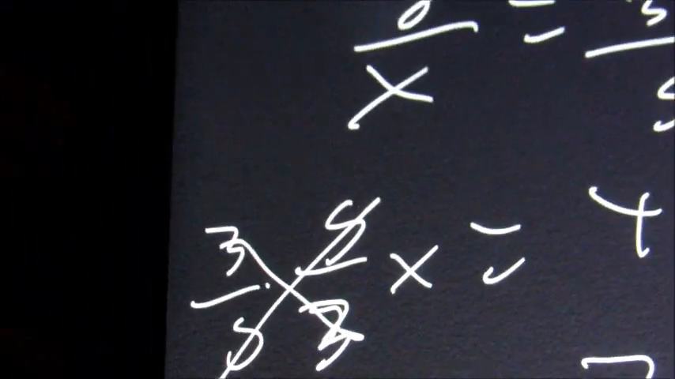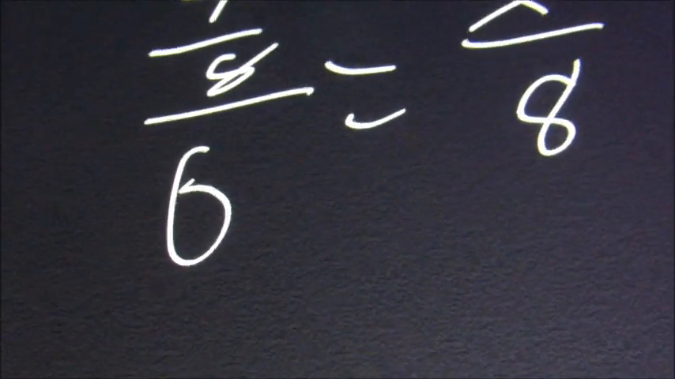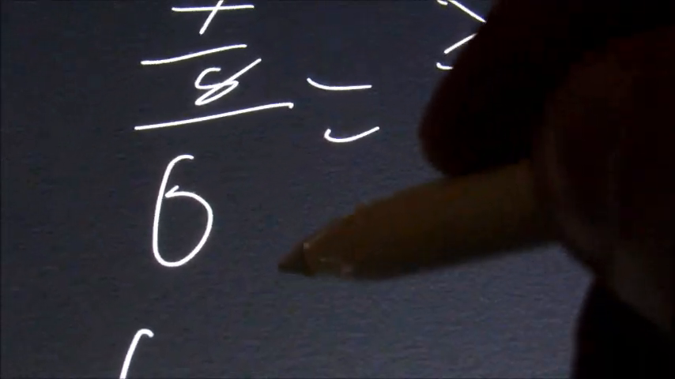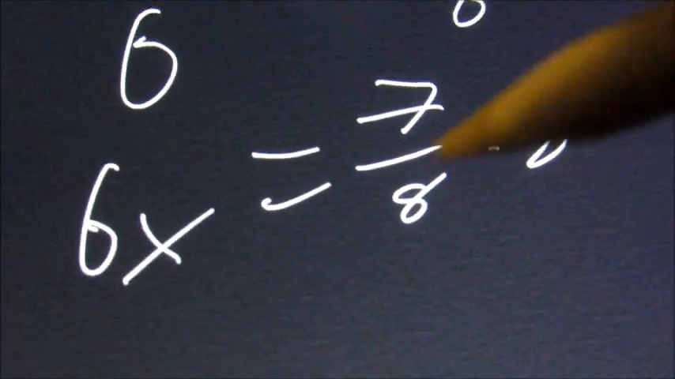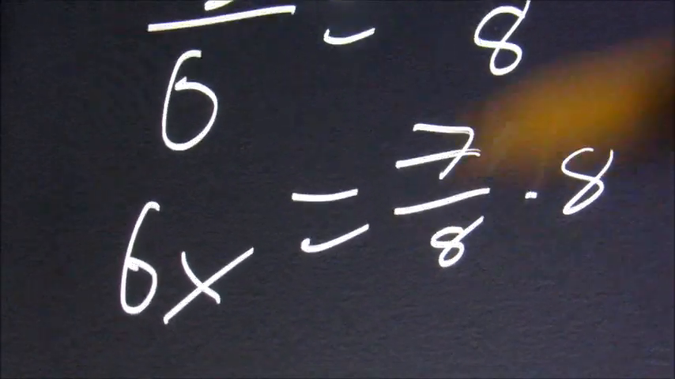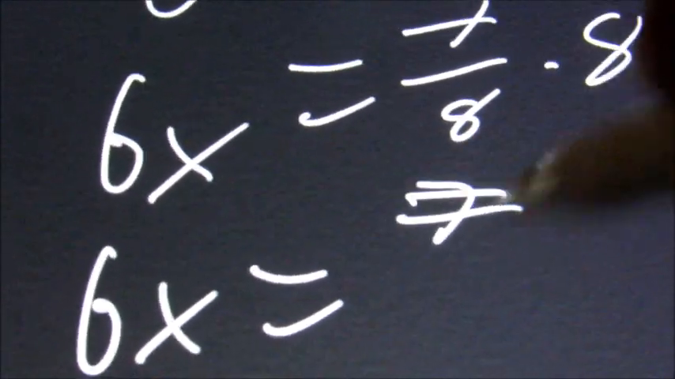Okay, so let's do another one that's kind of like this. Let's say we have 7 over 8 over 6 equals x over 8. Okay, so 6 times x is 6x equals 7 over 8 times 8. When we have 7 over 8 times 8, these 8's will cancel because it's 8 divided by 8. So now we're left with 6x equals 7. Let me do that a little bit neater.